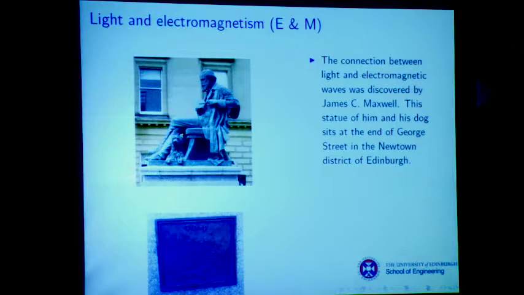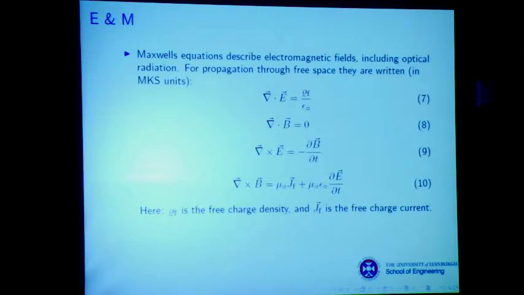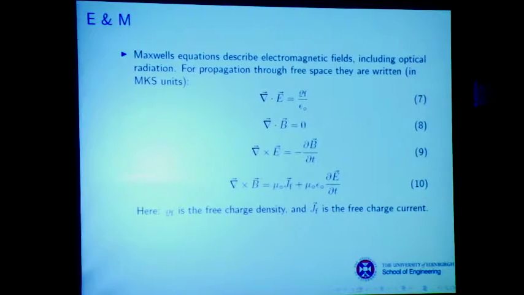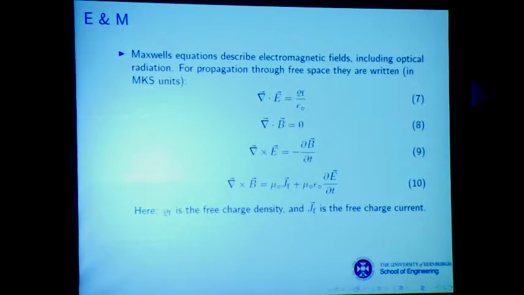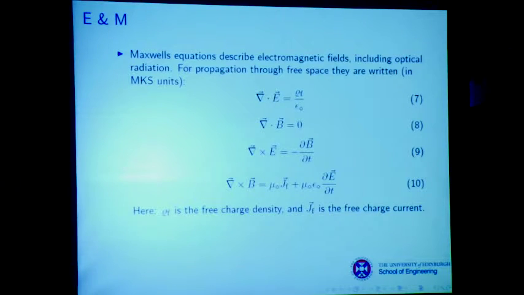And there are Maxwell's equations. Here they are. Now notice that these are written in MKS units, so I'm telling you right now, that's what we're using. There are three equations. They include expressions for the electric and the magnetic fields. This is the free charge current in space. That's the free charge density. We're going to make those go away because we're going to assume that in a flame they don't exist.